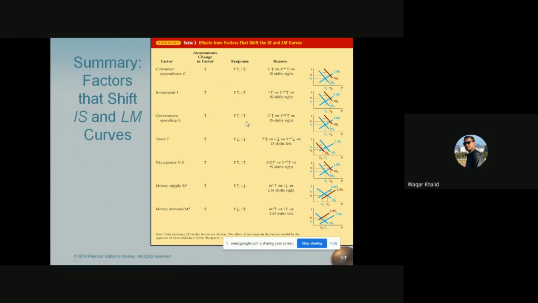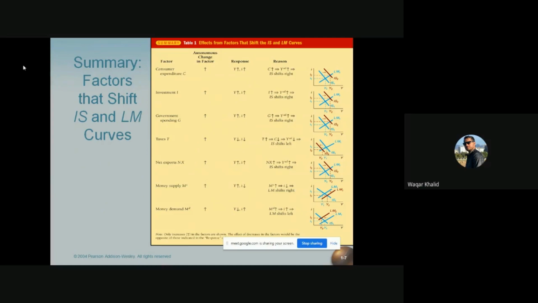You can see the relationship from here, which you discussed in the first lecture: if there is a change in any of these five factors, how these factors will change the position of the IS curve. The first three cases, I mean to say consumer expenditures, investment expenditures, and government expenditures, have a direct effect on the interest rate and output. That's why the IS curve has changed from IS1 to IS2.